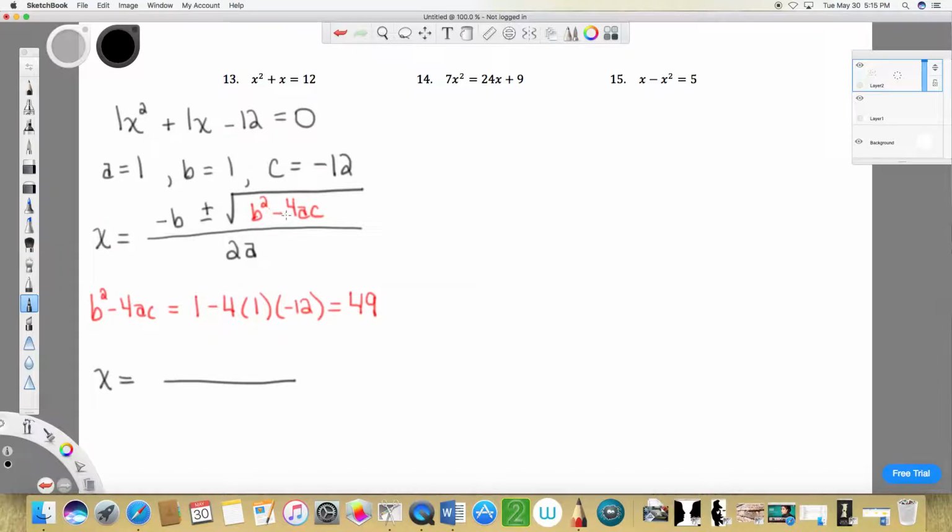In our numerator, we have two terms. The first term is the opposite of b. The opposite of positive 1 is negative 1. We're adding or subtracting the square root of the discriminant, and the square root of 49 is 7, and 2 times a, 2 times 1 is 2. So this splits into two answers. Negative 1 minus 7 is negative 8, and half of negative 8 is negative 4. Negative 1 plus 7 is 6, and half of 6 is 3. So there's the two solutions that I get for this equation.